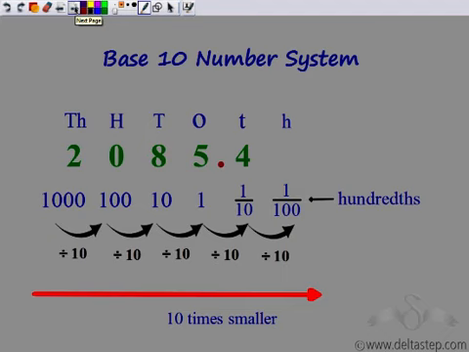Any digit here is represented by this small letter h. Now this represents 7 times 1 by 100. This number would be read as 2085.47. Remember that after the decimal point, we read the digits as they are. We do not call this 47, because this is not ones, this is hundredths. This is 4 tenths plus 7 hundredths. So after the decimal point, we do not read it together. We read the digits separately. So this is 2085.47.